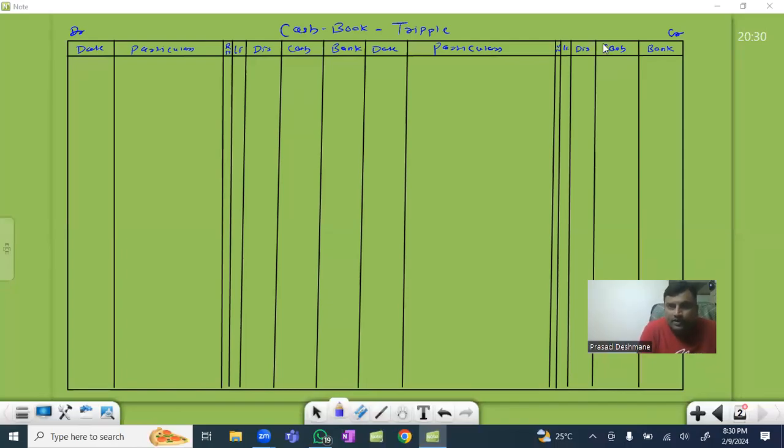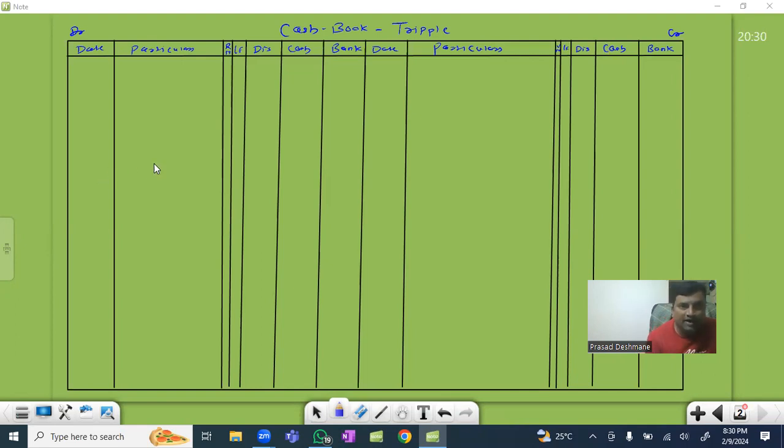So today we are going to do the triple column cash book. What are the columns for the triple column cash book? Date, particulars, R number. That tiny column is R number. Then LF, another tiny column, LF ledger folio. Then discount, cash, and bank.